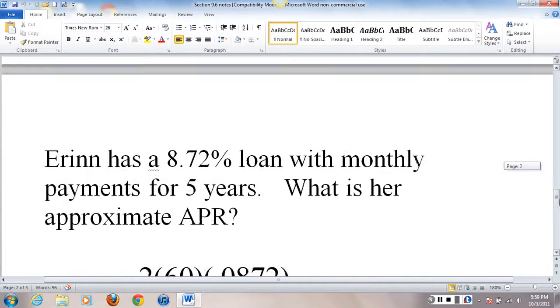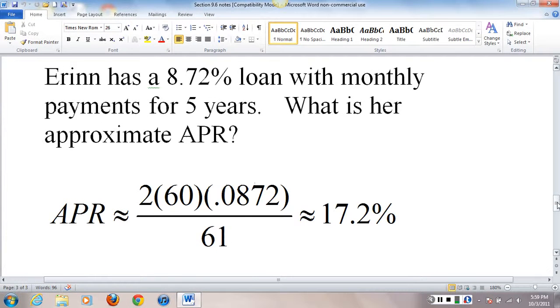So another one. Aaron has an 8.72% loan, with monthly payments, for 5 years. What is her approximate APR? Now you notice in this one, I didn't give you a dollar amount because we don't need it. You don't need it to find the APR. All we need is the loan rate and the number of years that we have it. In this case, again, 2 times the number of payments, which is 12 times 5, 60, times our rate as a decimal, divided by N plus 1, comes out to be about 17.2%.